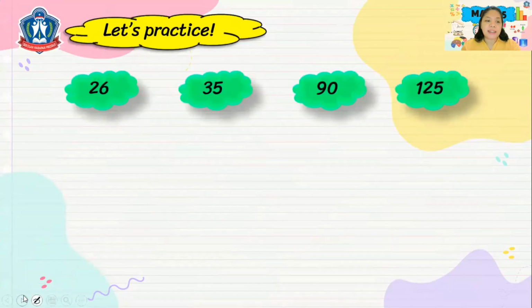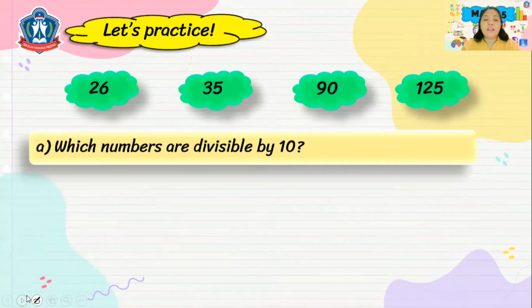So let's practice. I have here some numbers: 26, 35, 90, and 125. Let's find out which of these numbers are divisible. Okay, I have here some questions. Which numbers are divisible by 10? Can you find them? What is the rule for divisibility by 10? Yes, it should end with 0.